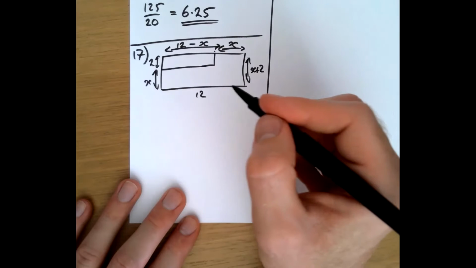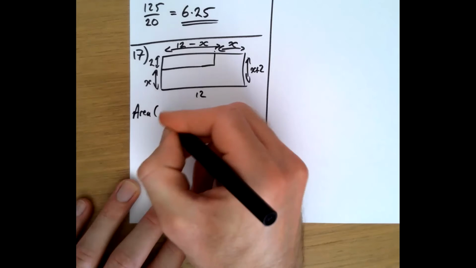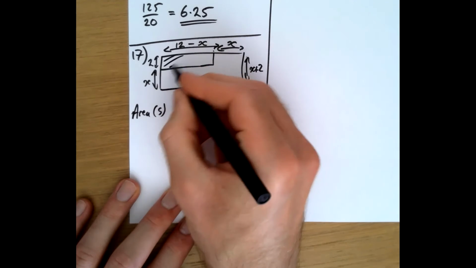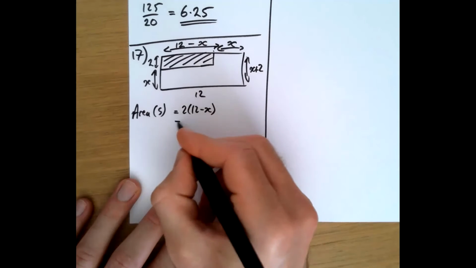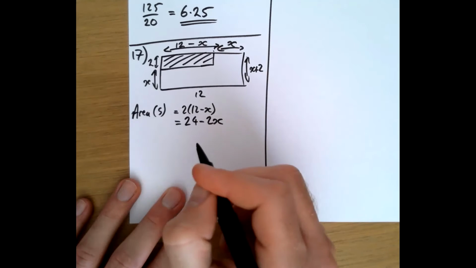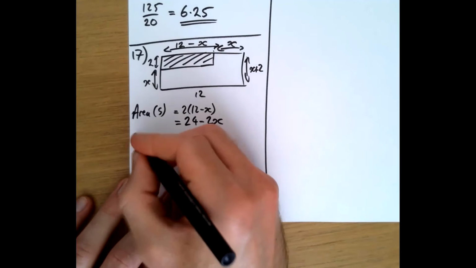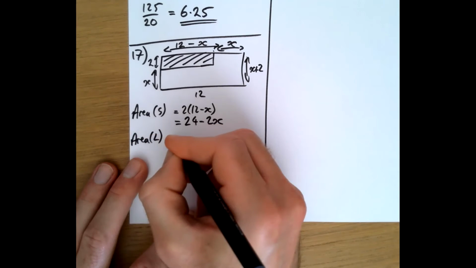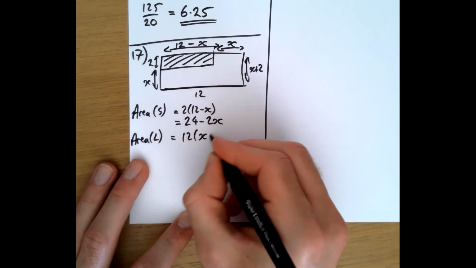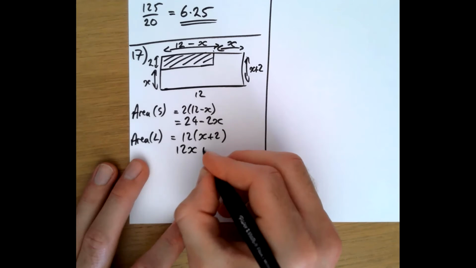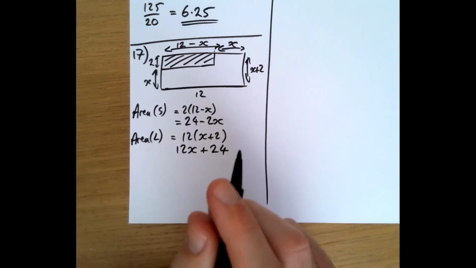So it says the area of the shaded rectangle, let's just work that out. Area of shaded is going to be 2 times 12 minus x, which, let's just work it out, is 24 minus 2x. It says the area of the shaded rectangle is a quarter of the area of the large rectangle. So let's work out the area of the large rectangle. And that's going to be 12 times x plus 2, which is going to be 12x plus 24. Have I done this right? 2 lots of that. 24 minus 2x.